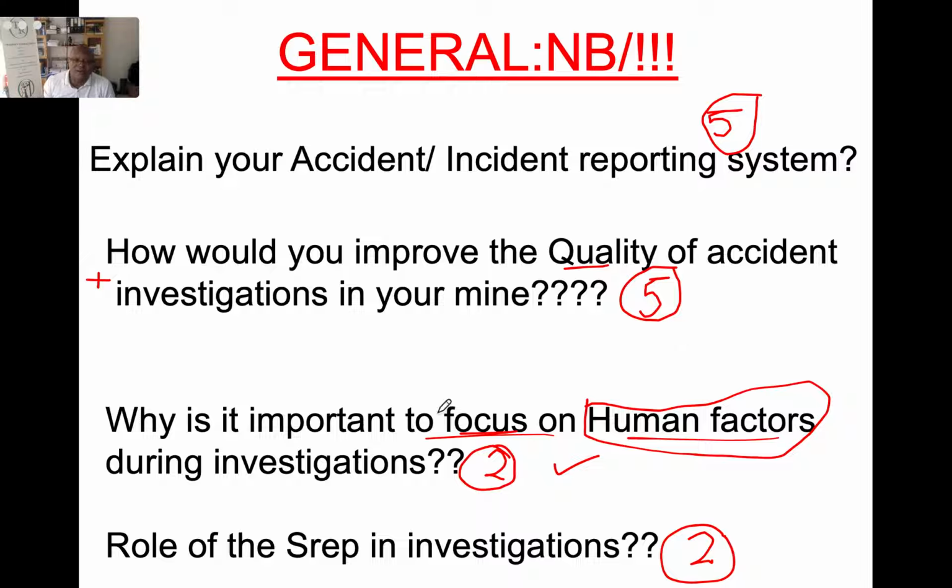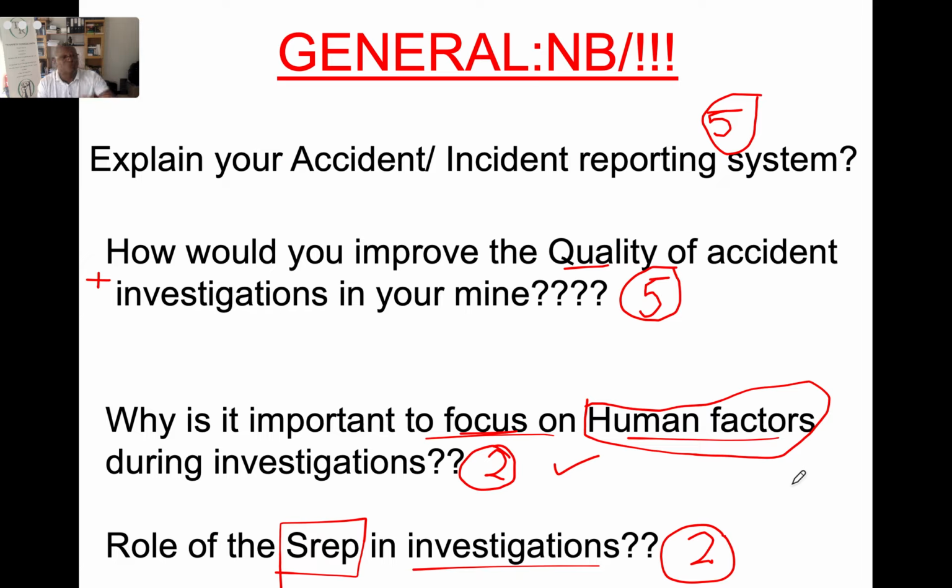Lastly, the role of the safety rep. What is the safety rep doing in investigations? Because it is compulsory for the safety representative to be there during investigations. So what is their role? We always say the role is also to assist employees in terms of protecting their rights during the investigation. Remember, a witness or the injured must have a representative.